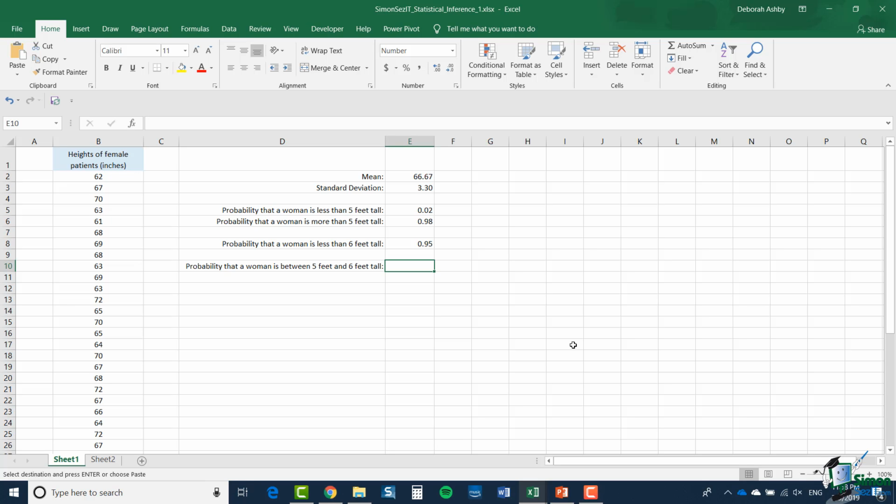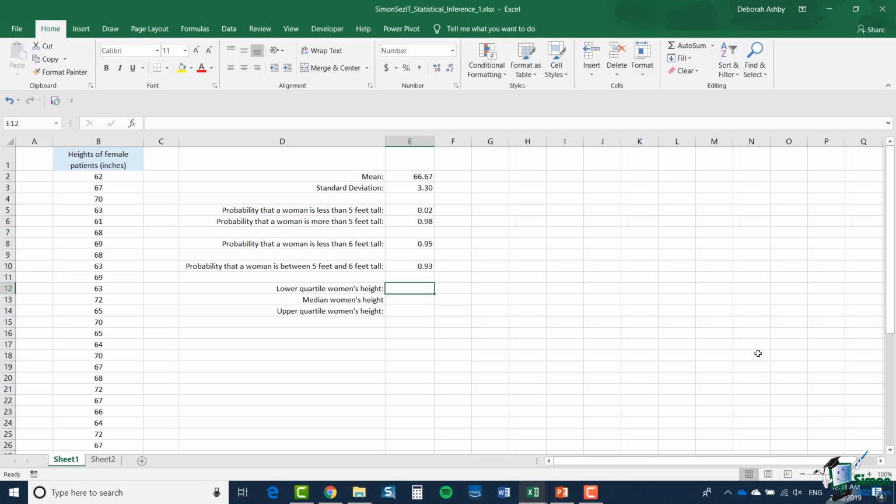Now, what about the probability that a woman is between 5 and 6 feet tall? Well, the way that we work out probabilities between two values is by subtracting one from another. If we know that 95% of women are less than 6 feet tall and 2% are less than 5 feet tall, then the number between those two will be the 95% figure minus the 2% figure. So the probability that a woman is between 5 feet and 6 feet tall is going to be equal to E8 minus E5. That gives us a figure of 0.93 or 93%.